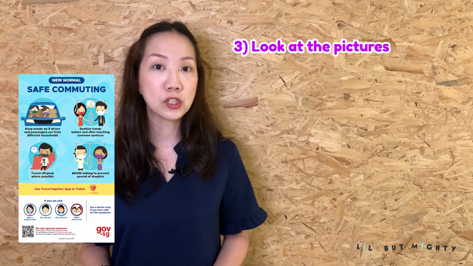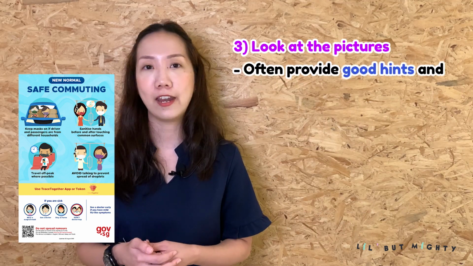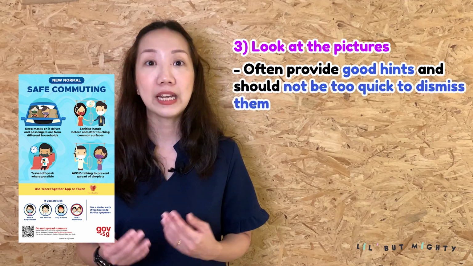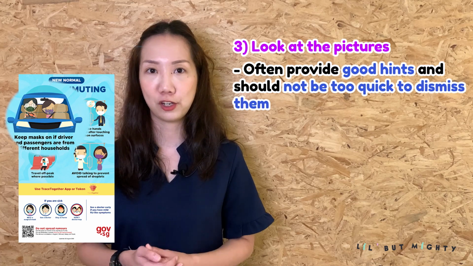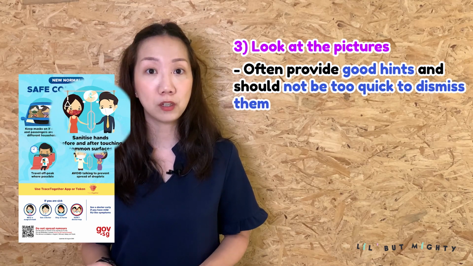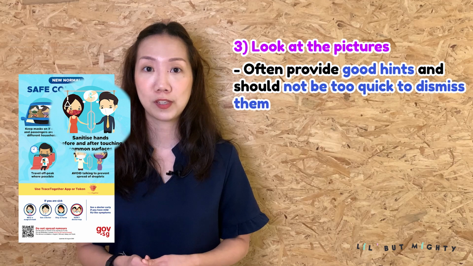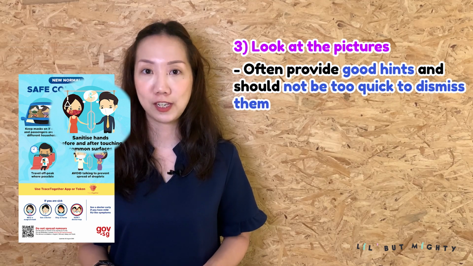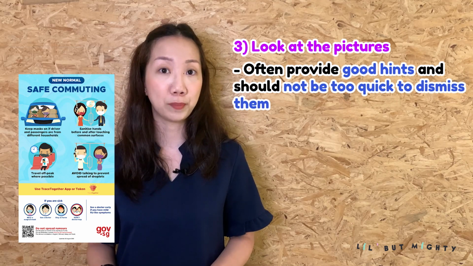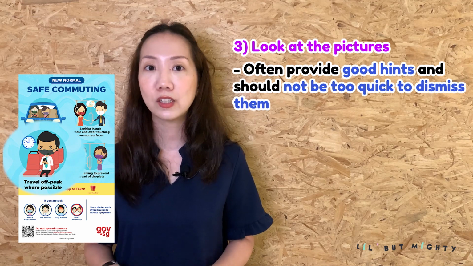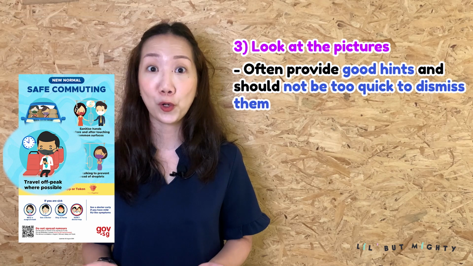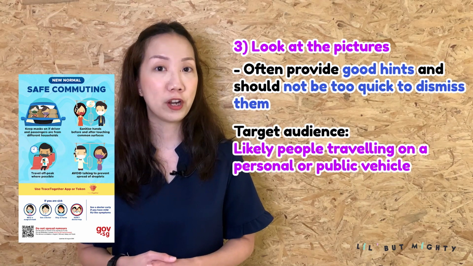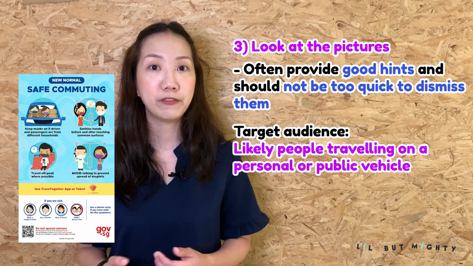Lastly, pictures often provide good hints, and you should not be too quick to dismiss them. In the example, there is a picture of 2 people riding together in a car. There are also people holding the grab handles and poles. This is similar to the ones you see in the MRT. Another part of the poster shows a man seated on what looks like a bus seat. All of these pictorial clues point to the same idea: people traveling in a personal or public vehicle.